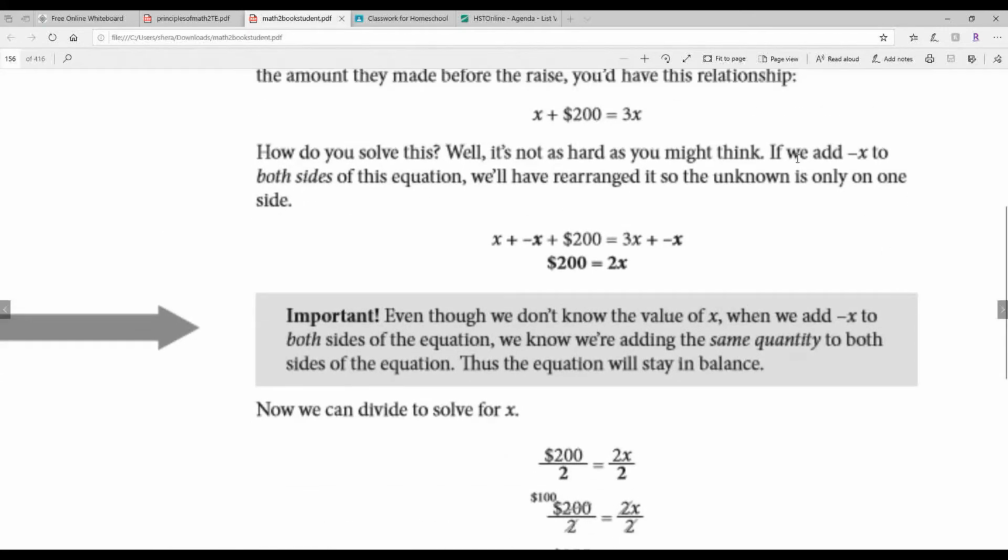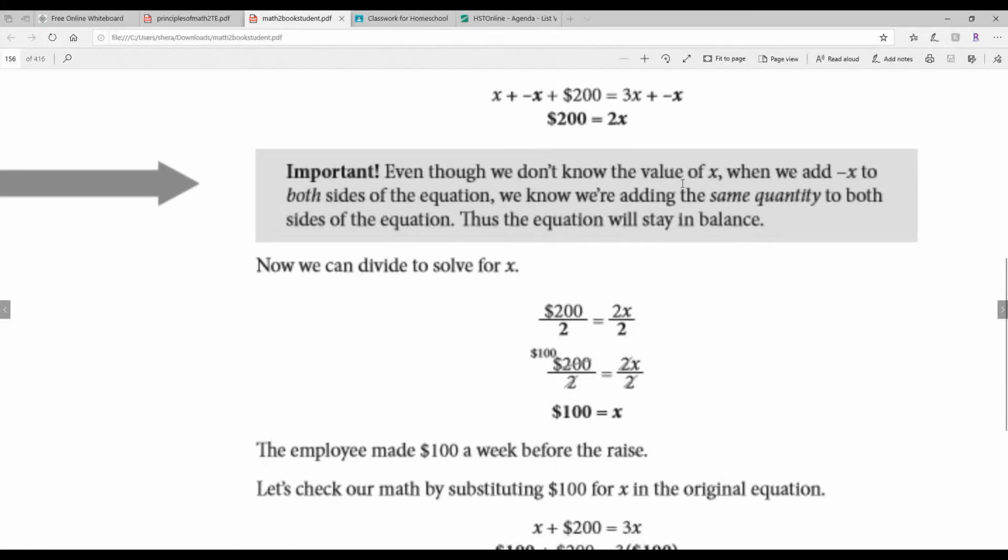Well, it's not hard. So basically you need to add negative X to both sides of the equation. The opposite of this is negative X. So you need to get rid of it and get the X's on one side. It really doesn't matter which side, but you'll need to get them on one side or the other. So then when you get it over here, these cancel out, so you're left with $200 equals 2X, because 3X plus minus X gives you 2X.